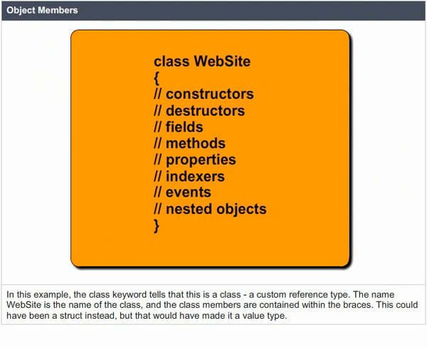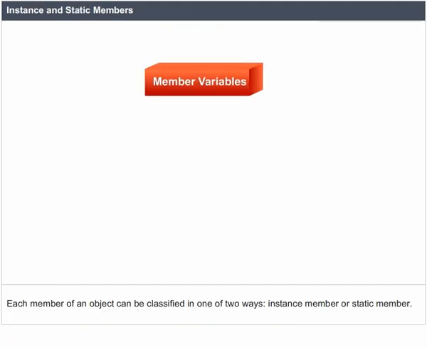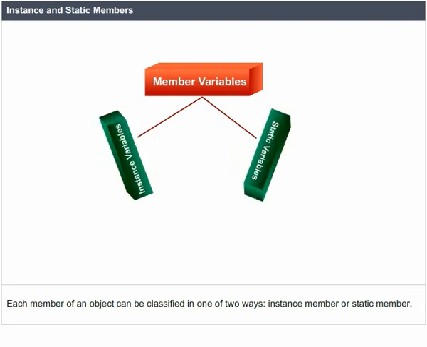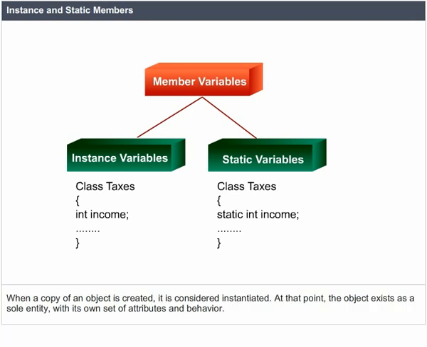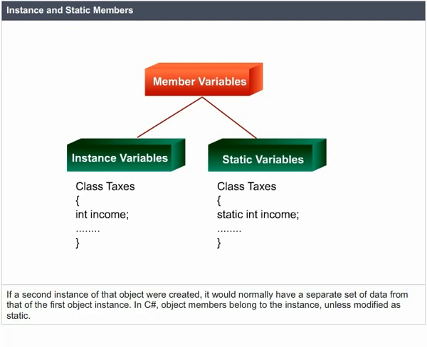Instance and static members. Each member of an object can be classified in one of two ways: instance member or static member. When a copy of an object is created, it is considered instantiated. At that point, the object exists as a sole entity with its own set of attributes and behavior. If a second instance of that object were created, it would normally have a separate set of data from that of the first object instance.